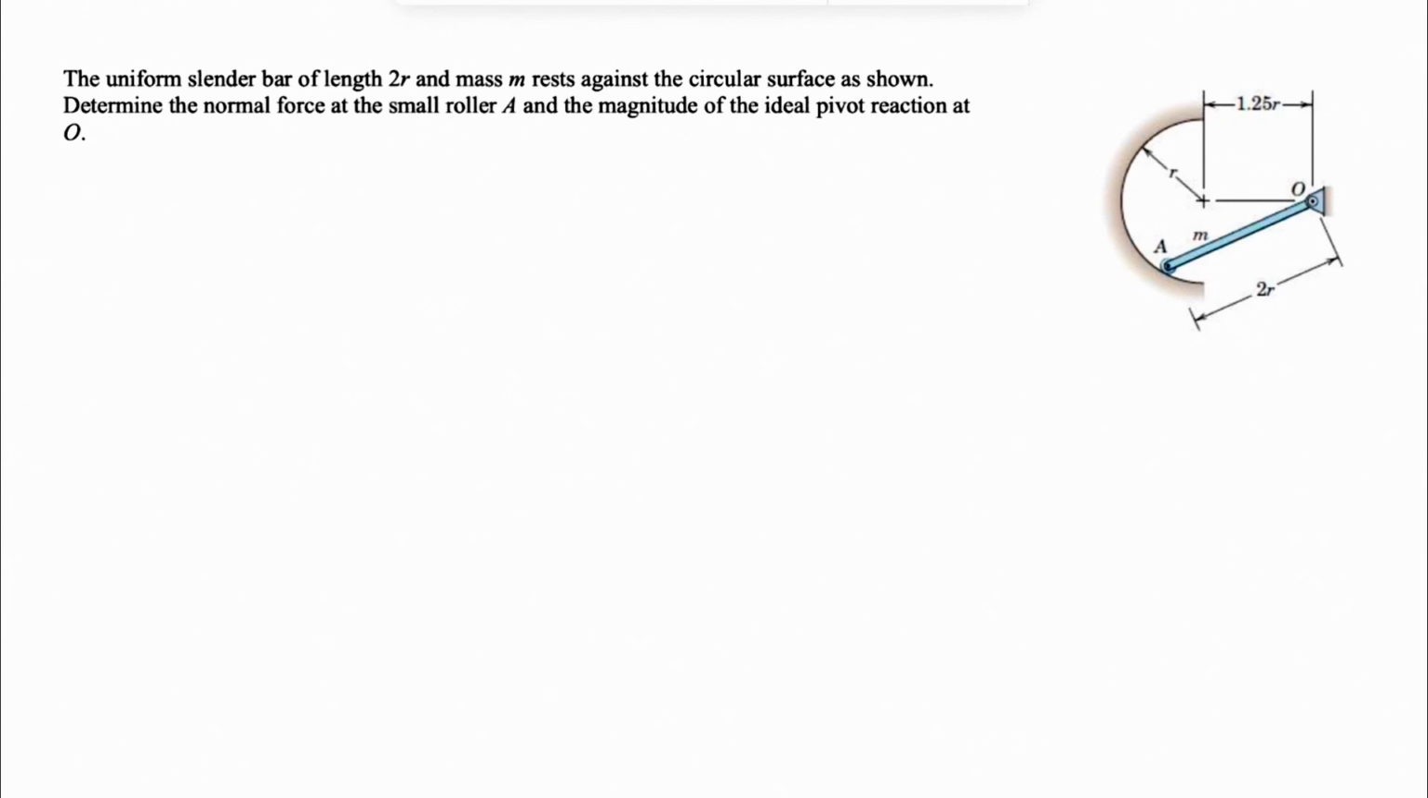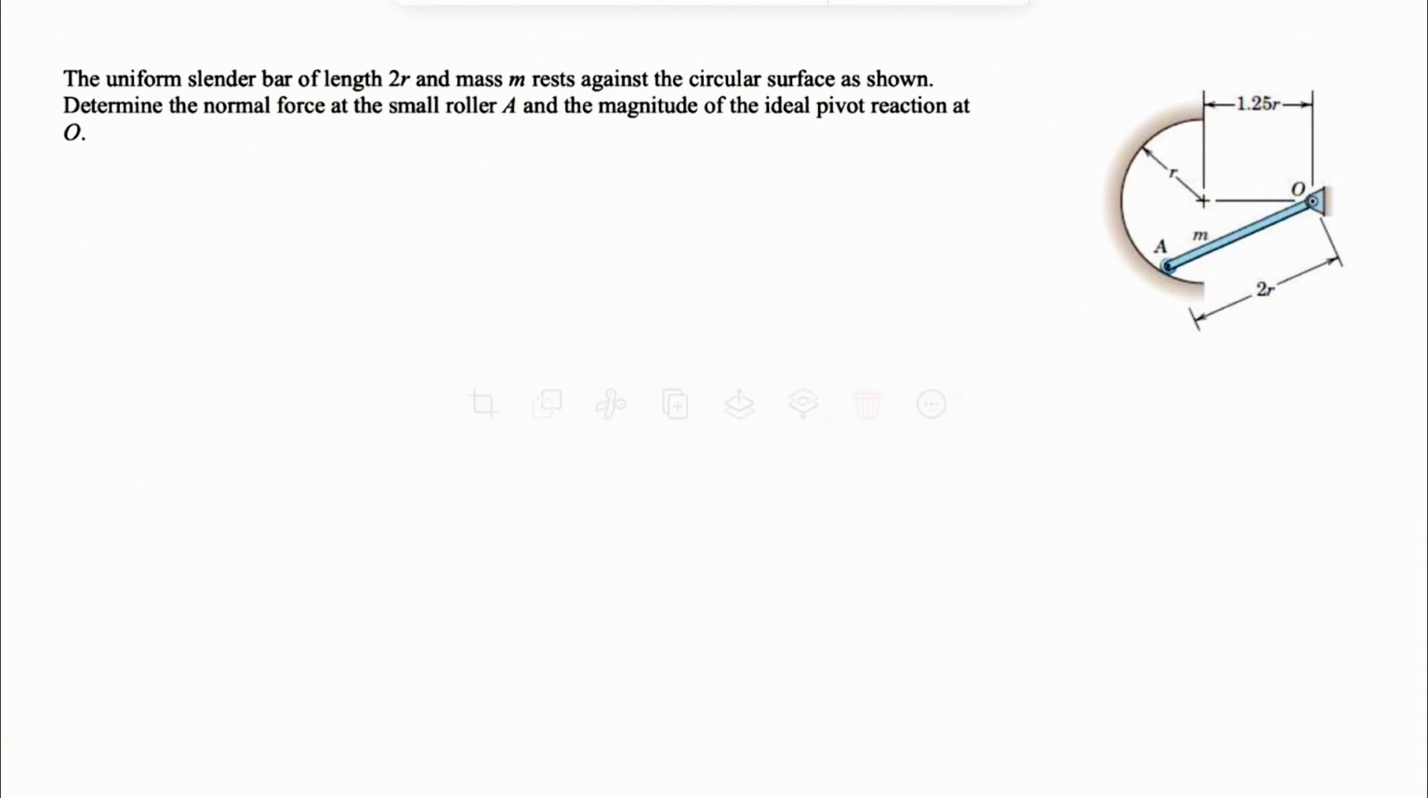at point O. So we have a pin at point O, which means we have two different reactions, one along X and one along Y axis. So two unknowns so far, and also we have a normal force at point A, which is going to be the third unknown that we're trying to figure out in here. So let's start with the free body diagram of that slender bar.